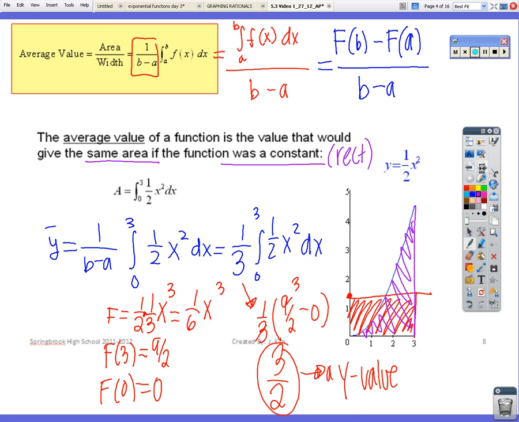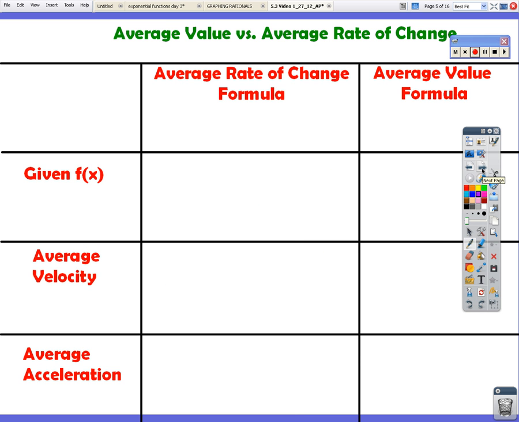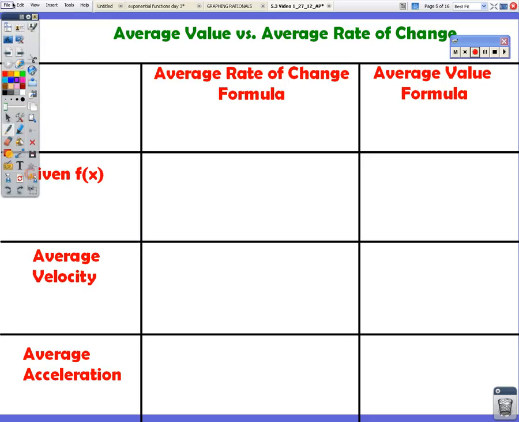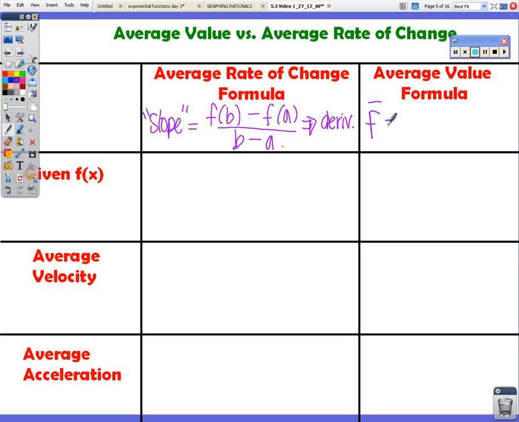So moving on, we are going to look at the differences between the formulas and when to use each, because that's what gets confusing. So the average rate of change formula is something you've already seen. So this gives an approximation for slope, which means it's an approximation for the derivative. Over here, the average value of function f gives us 1 over b minus a times the integral from a to b of f of x dx, and that will give us a y value, the f value.